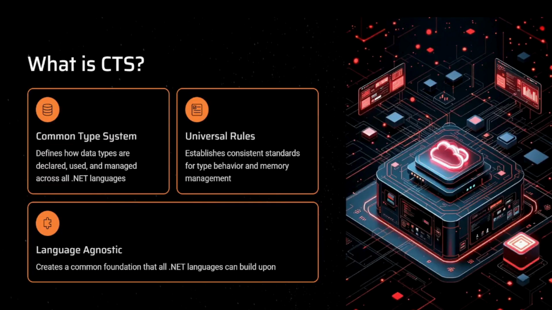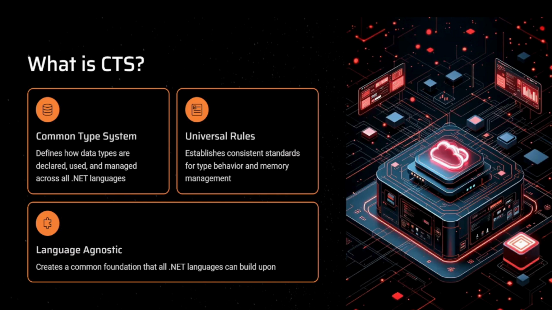Okay, let me ask you something first. If different programming languages are used inside .NET, how do they all understand the same data? Like C Sharp has its way of writing, VB.NET has its own style, and F Sharp is completely different. So, how are they not fighting with each other? That's where CTS comes in.